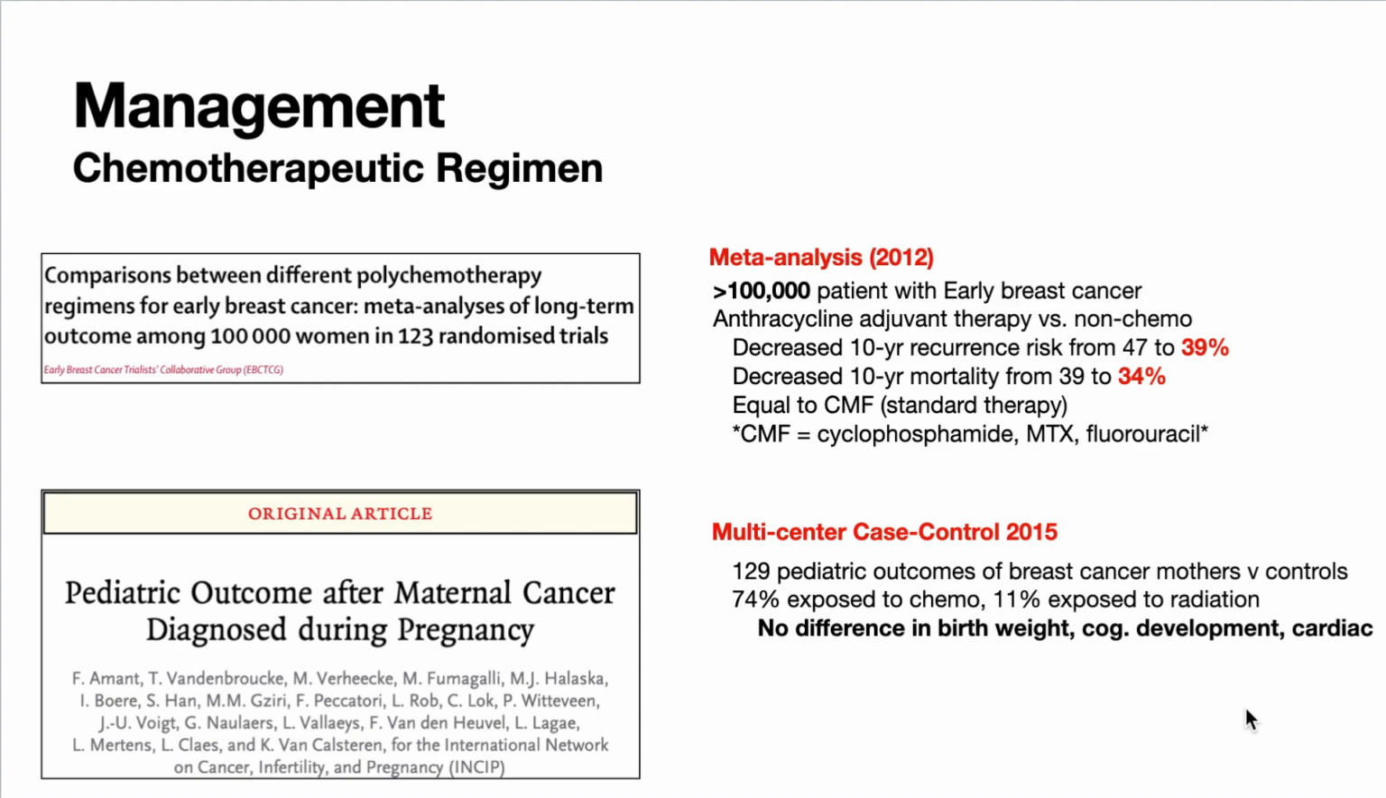Then the big question is, okay, so what are the pediatric effects? Mom is okay with it, and it does work for breast cancer, but what are the pediatric effects? There was a 2015 paper in NEJM showing that, out of an N of 129, not too huge, there was no difference in birth weight, cognitive development, or cardiac defects in those patients.